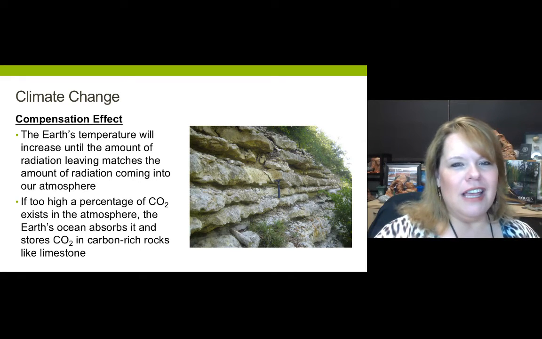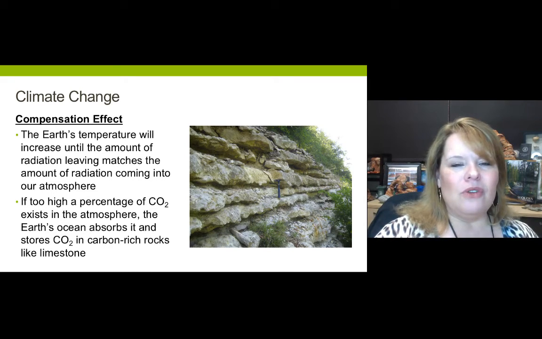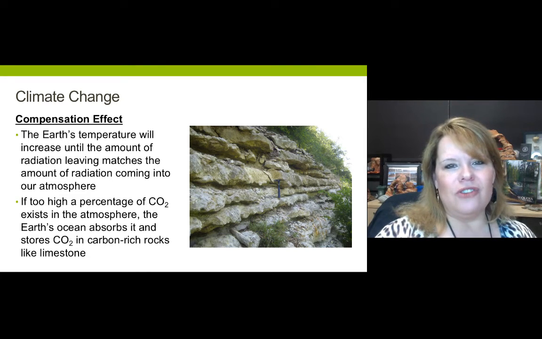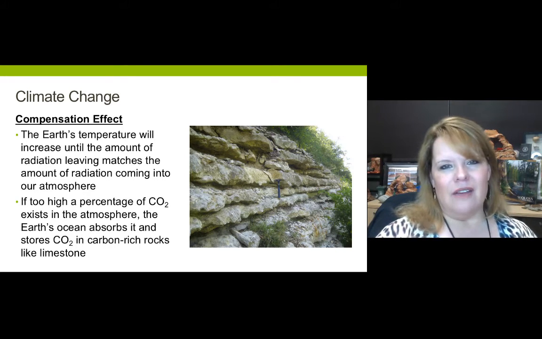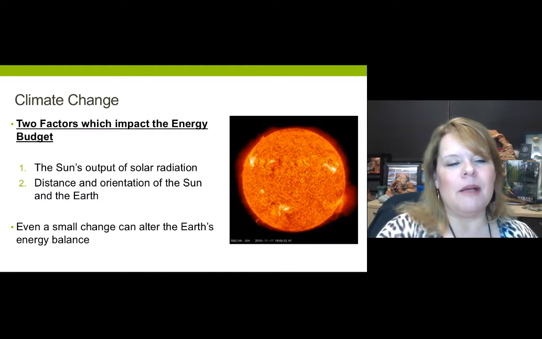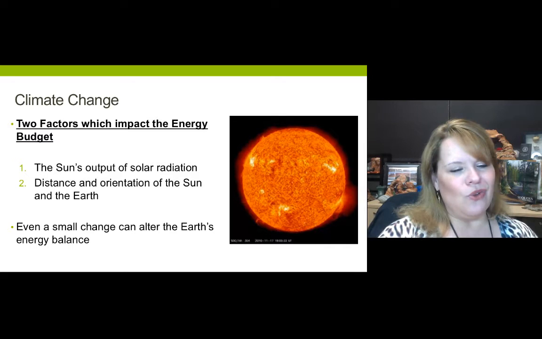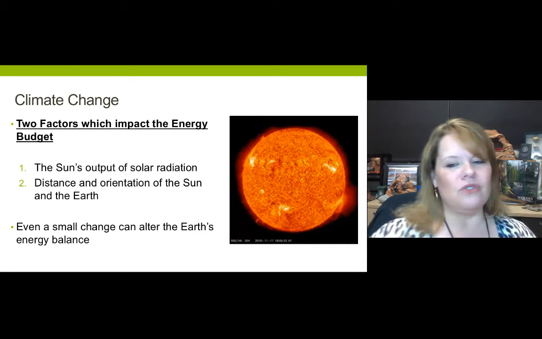Another thing to consider, if the ocean warms too much, the acidity in the ocean will rise. Well, limestone's very susceptible to karsting. Karsting is where it gets holes in it from acidic groundwater or surface water. So if the ocean gets acidic, we're going to be breaking down that limestone, and would we not have more carbon dioxide being released? I think you can see where I'm going with this. It becomes a very big dilemma. What are the two factors that impact the energy budget? The sun's output of solar radiation and the distance and orientation of the sun and the Earth. Even a small change in the Earth's energy balance can occur if one of these two things happen.